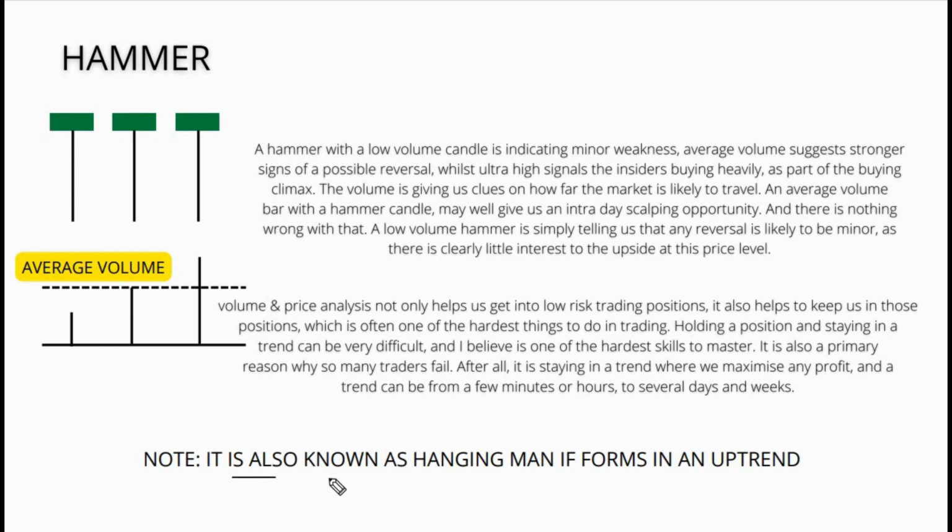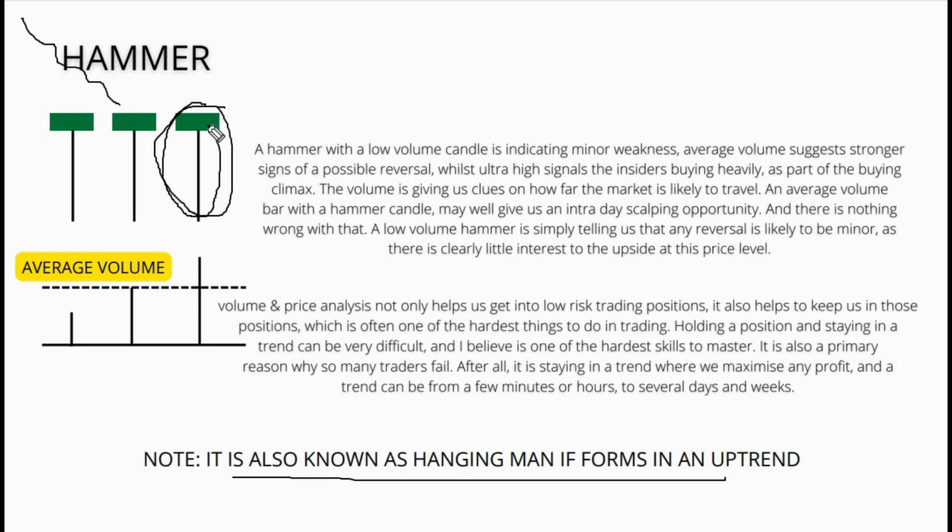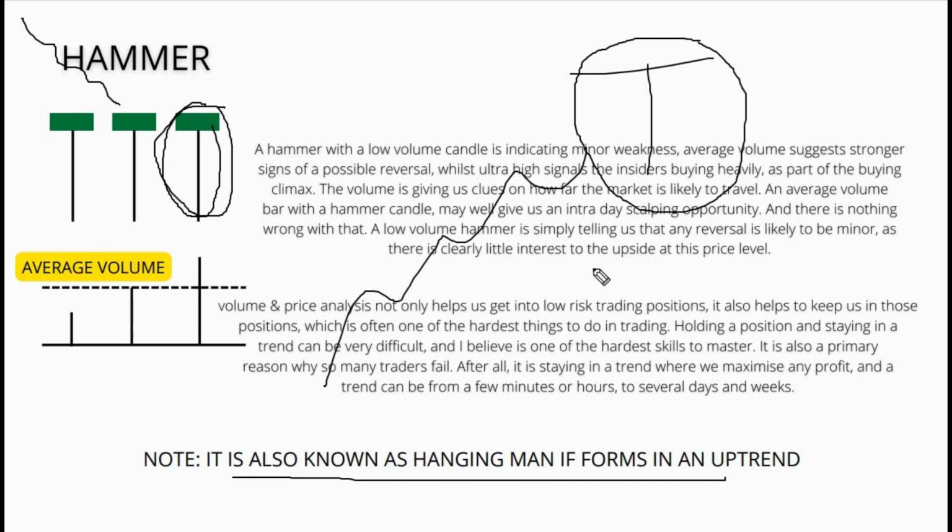Similarly, if a hanging man is formed after an uptrend, see, I have told you only in the case of a downtrend, if a hammer is formed, this is a sign of bullish behavior. But if the same candle is formed after a strong uptrend, this is known as a hanging man pattern. And the same rules apply here also.